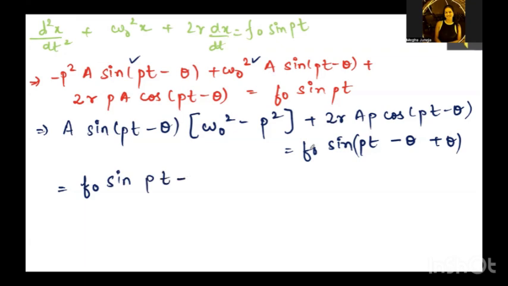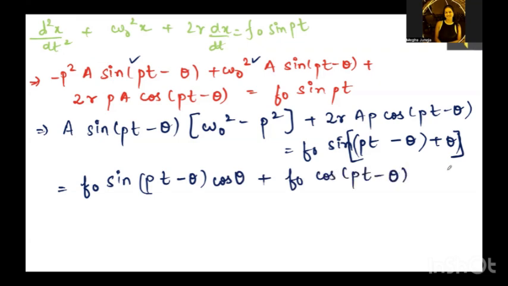So basically यहाँ पर हम क्या कर देते हैं, हम इसको ऐसे करते हैं. Okay, so let's consider this in the square bracket itself. सो यहाँ पर अब अगर हम फॉर्मूला लगाएंगे, तो फॉर्मूला क्या हो जाएगा? Sin A plus B का. So that is sin, so we can say f naught sin pt minus theta cos of theta plus f naught cos of pt minus theta, then sin of theta.